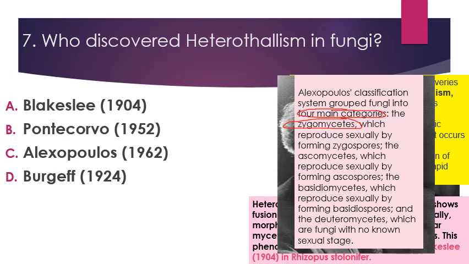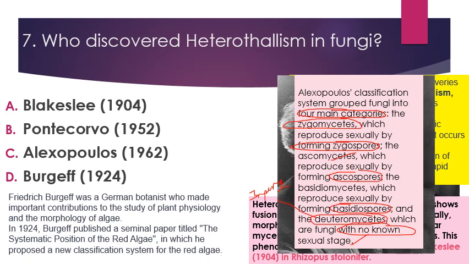First one is Zygomycetes, ऐसी fungi जो reproduce करती है sexually by forming zygospores, and Ascomycetes which reproduce sexually by forming ascospores, then Basidiomycetes which reproduce sexually by forming basidiospores, and Deuteromycetes, that is also known as fungi imperfecti. Imperfecti because इसमें जो sexual reproduction होता है that is absent, which are fungi with no sexual stage. इसमें कोई भी sexual stage नहीं होती है.